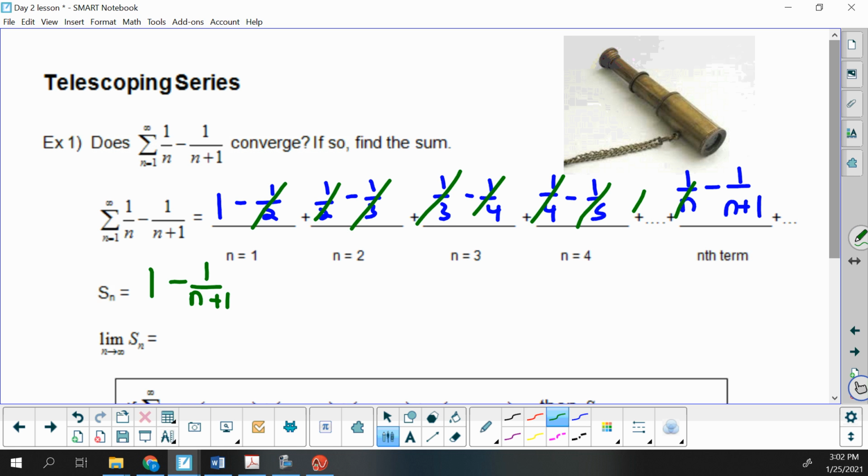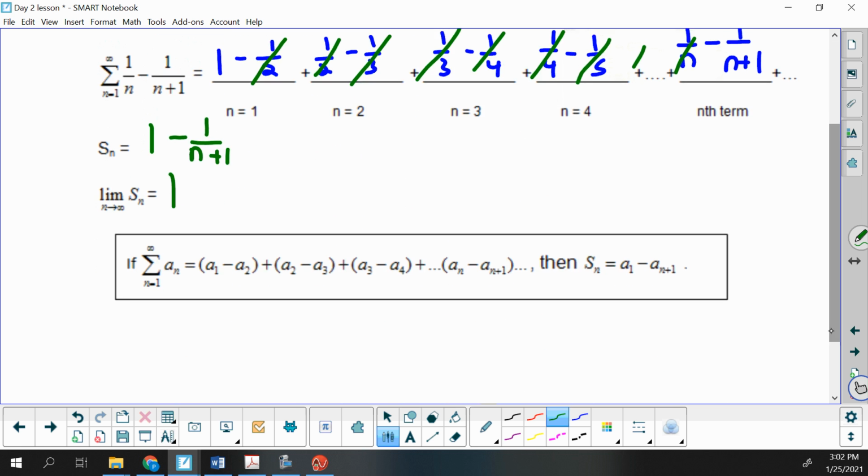Well, now what about as this thing goes to infinity? Well, that fraction is going to go to 0, so this therefore is going to just approach 1. Now in general with a telescoping series, if you've got all these things wiping out, it'll always just be the first term minus the second part of the last term. So a_1 minus a_(n+1).